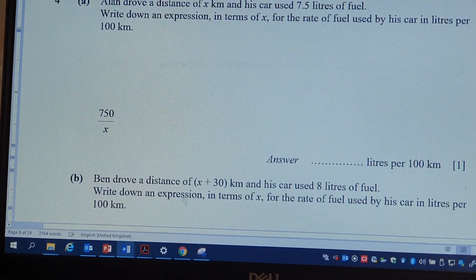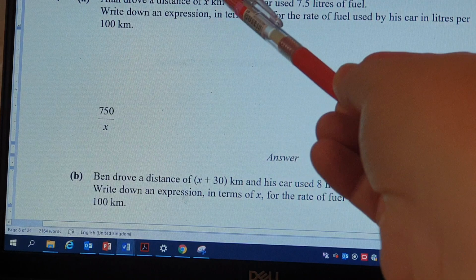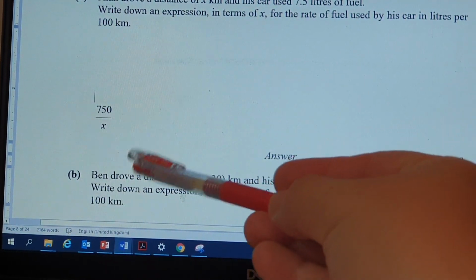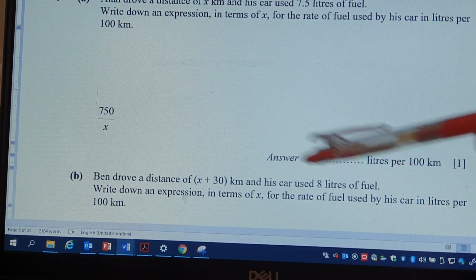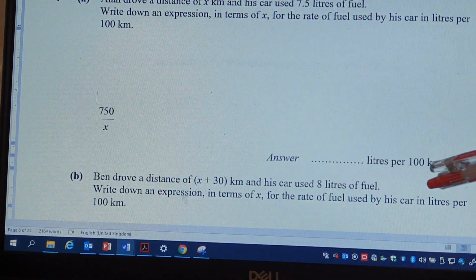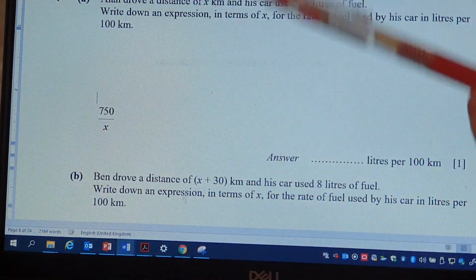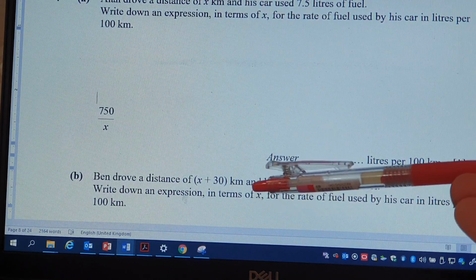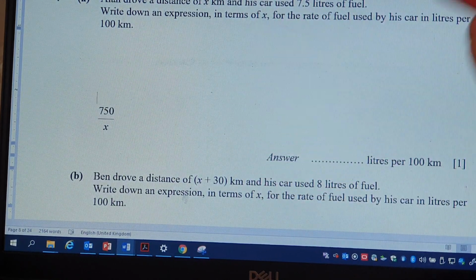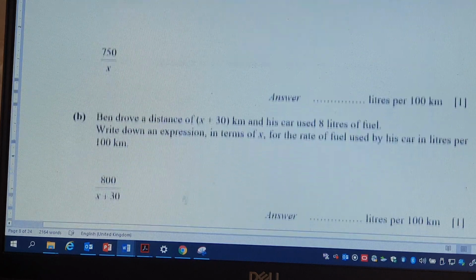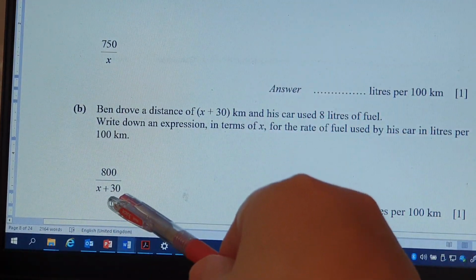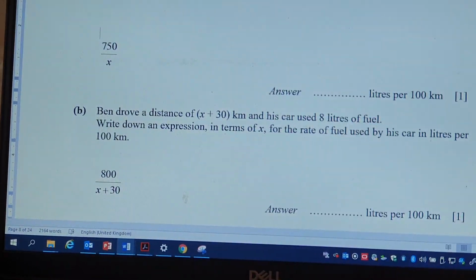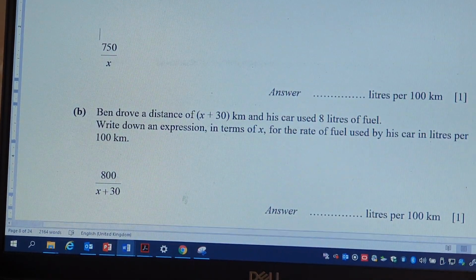Then Ben, another person, drove a distance. So you see this distance and this distance are different, right? And this is a different guy. And this fella used 8 liters of fuel. So write down an expression for the rate of fuel used by his car per 100 kilometers. So how? Per 100 kilometers, then you get 800 over x plus 30. Okay? Now, after that, they will tell you something else for you to manipulate.